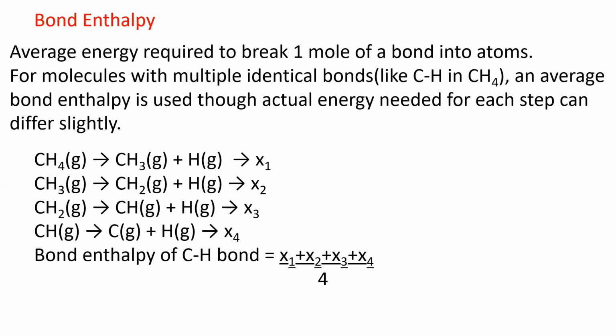Say here it is CH4, then it is broken to CH3 and hydrogen, and the bond enthalpy is X1. Then again CH3, methyl, gives CH2 plus a hydrogen atom, with bond enthalpy X2. Then CH2 is broken again to CH and hydrogen, that is X3, the bond enthalpy. Then CH is broken to carbon and hydrogen finally. So in that case all are C-H bonds, but X1, X2, X3, X4 slightly vary, not exactly the same. So we'll take the average of all 4 carbon-hydrogen bonds in methane.